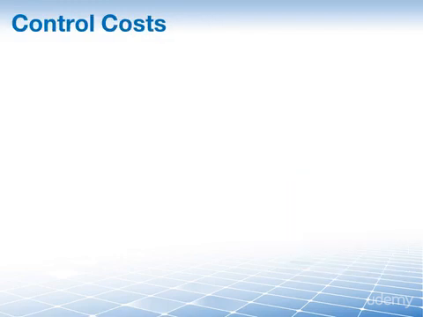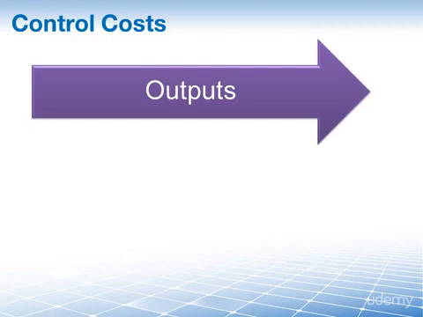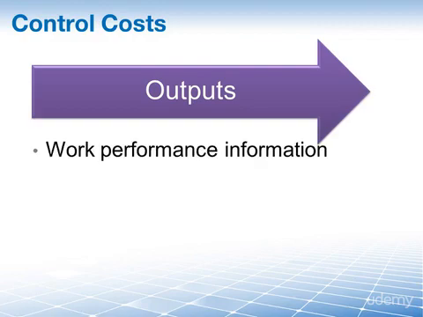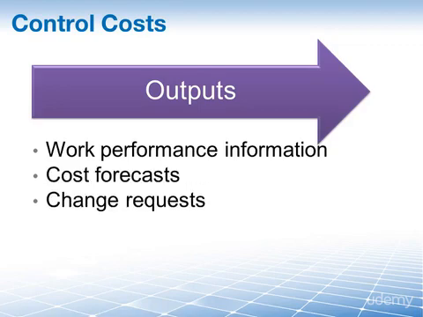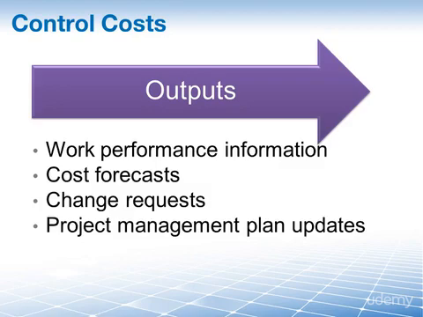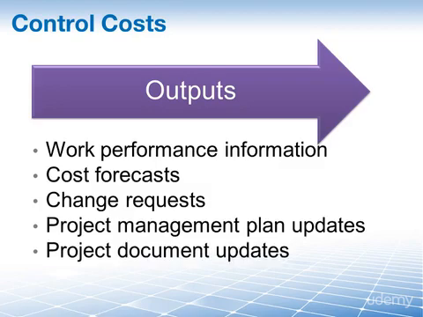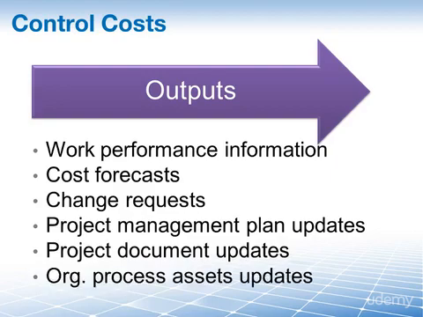And now for the outputs of the control costs process. Here we have the following: work performance information, cost forecasts, change requests, project management plan updates, project document updates, and finally, organizational process asset updates.